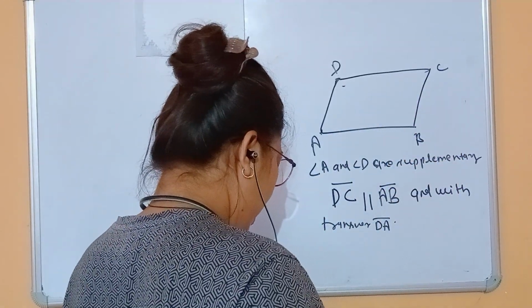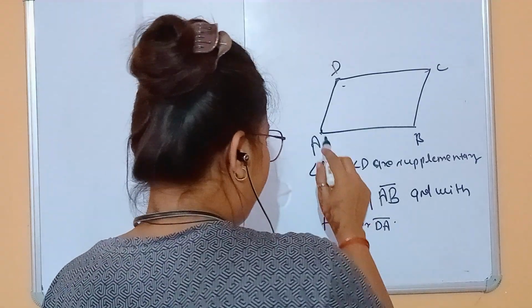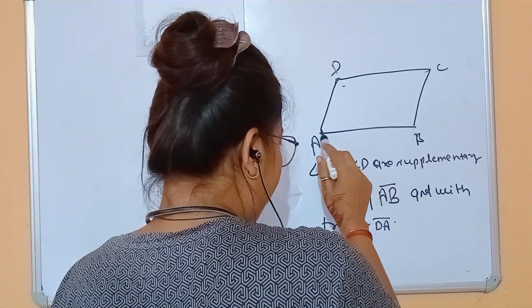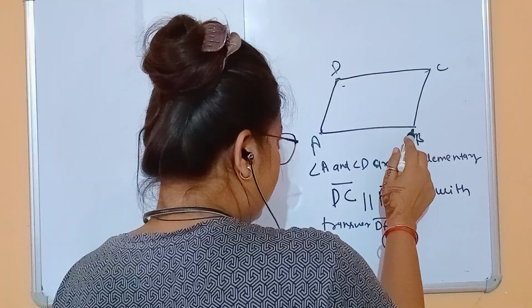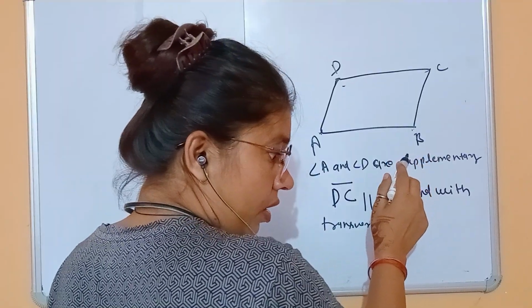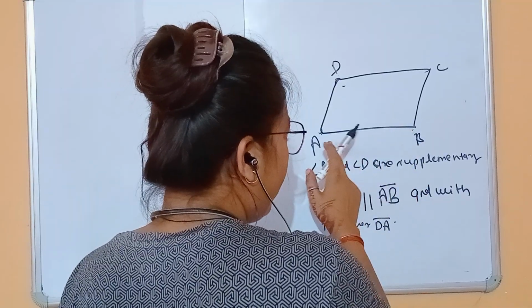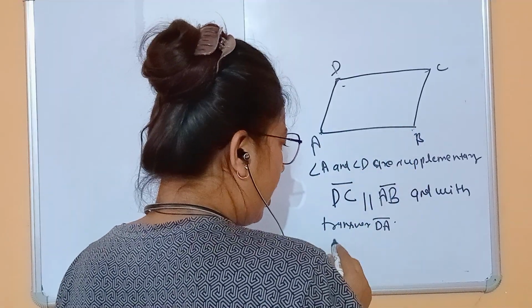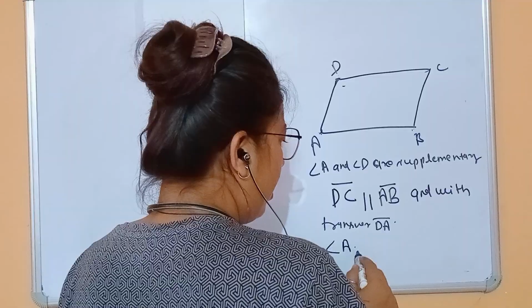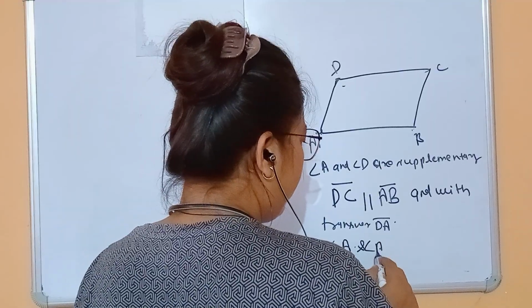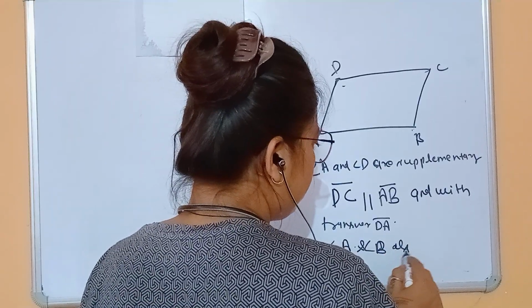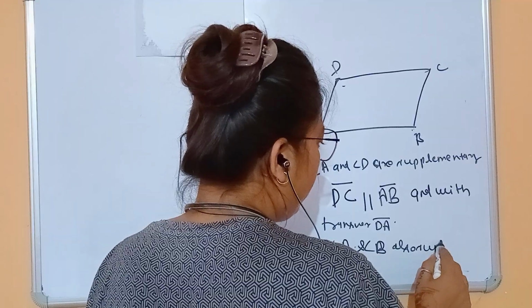So here angle A and angle B are also supplementary. Why? Angle A and angle B are also supplementary because A is a neighbor of B. So angle A and angle B are also supplementary.